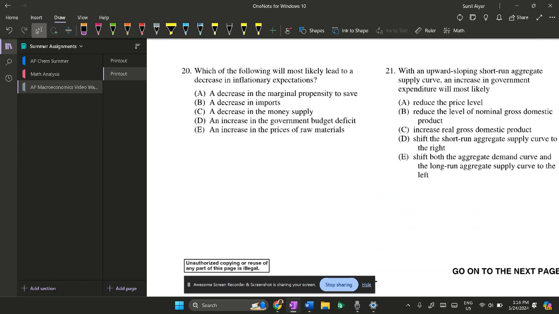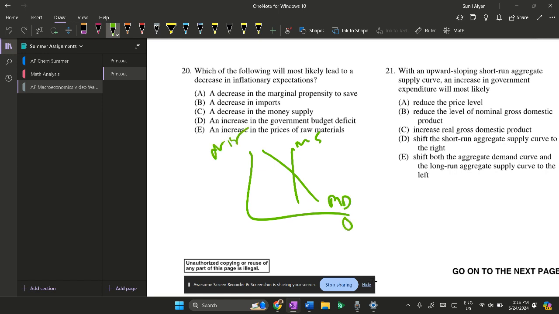Okay. Which of the following will most likely lead to a decrease in inflationary expectations? This is literally just asking basically what would lead to a decrease in inflation. So I actually know that most likely it's going to be something related to the money supply. So let's try that money supply question.